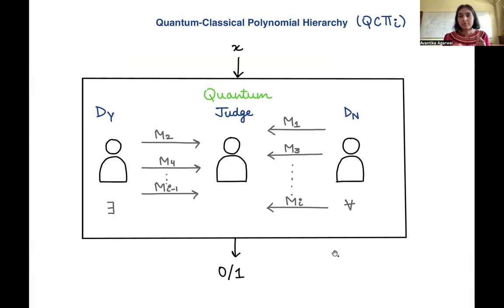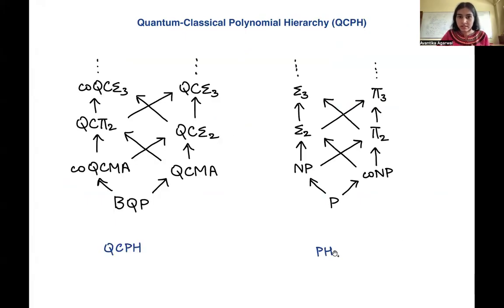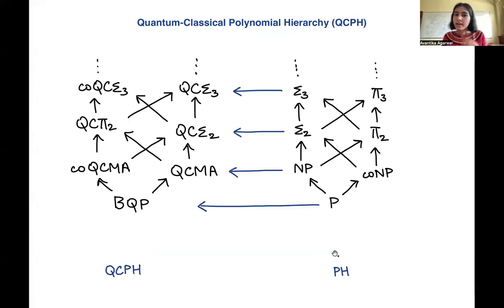We can also note that the classical polynomial hierarchy is contained inside the quantum classical polynomial hierarchy. So think of the class Π_i. We can see that it's contained in QCΠ_i because a quantum judge can just choose not to use its quantumness and just perform some efficient classical computation. So now we can define our quantum classical PH. BQP is the 0th level, the class of problems which can be solved by an efficient quantum computer. The first level is QCMA, the second level is QCΣ_2 and QCΠ_2, and so on. And like we said earlier, the ith level of classical PH is contained in the ith level of quantum classical PH.